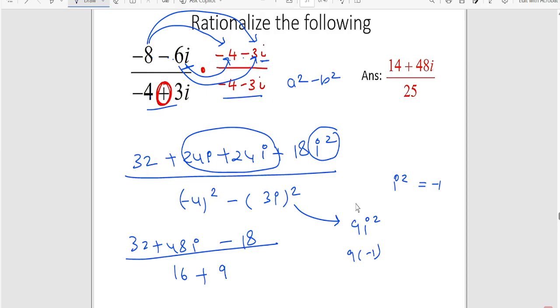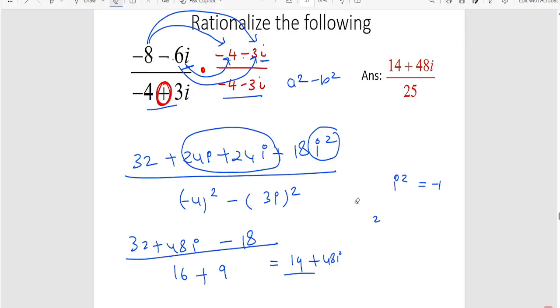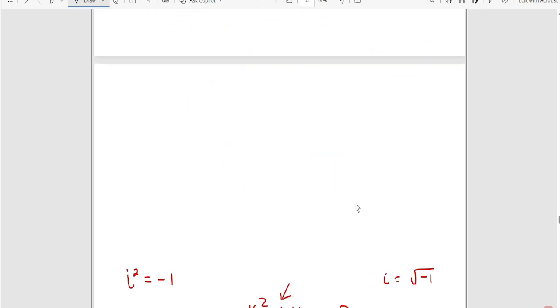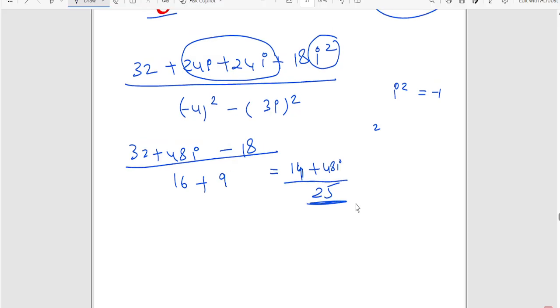Now I try to solve this. 32 minus 18 in the numerator gives me 14 plus 48i. In the denominator I have 16 plus 9, which is 25, right? So that's my answer, 14 plus 48i over 25. Now you can see in the denominator we don't have an imaginary part, it's a real number, 25, right?